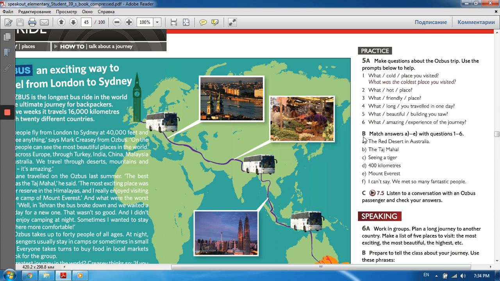Exercise 5B, we have to match these questions with these answers. Match answers A to E with the questions 1 to 6. So let's match them. What was the coldest place you visited? It is E. Mount Everest. Second one. What was the hottest place? It's A. The Red Desert in Australia.